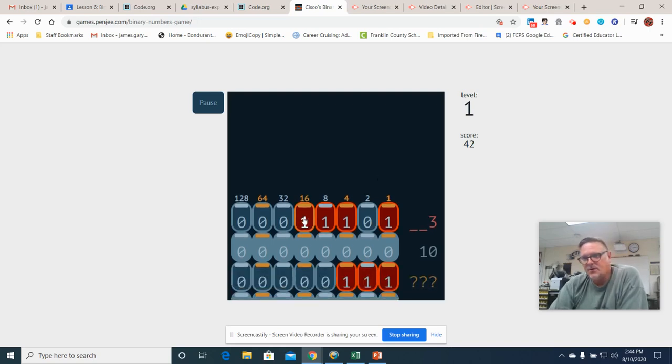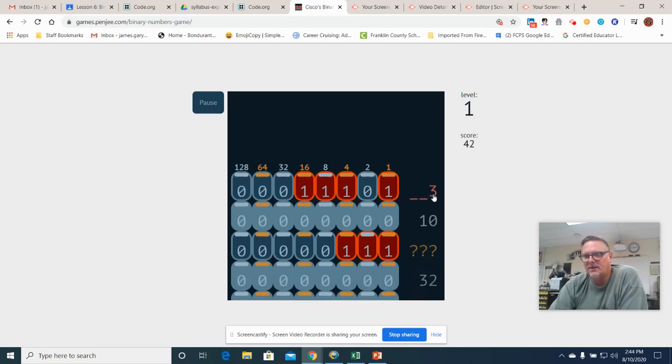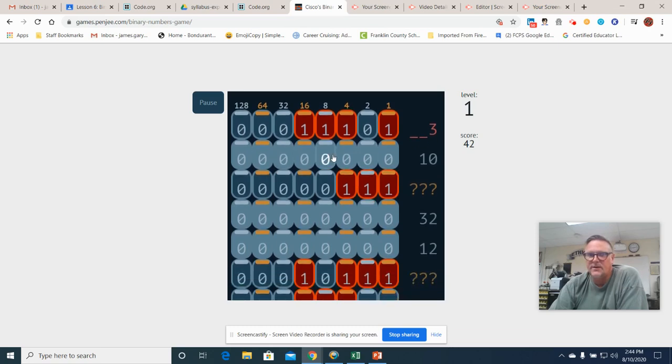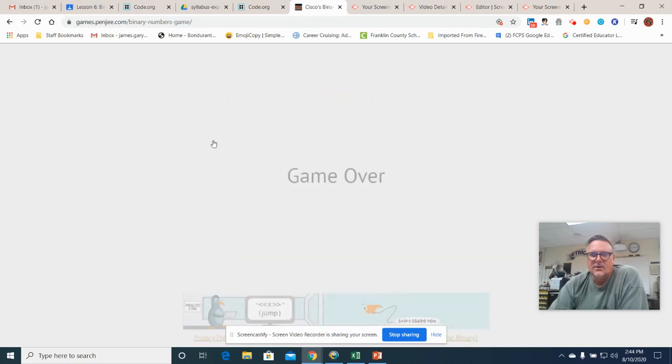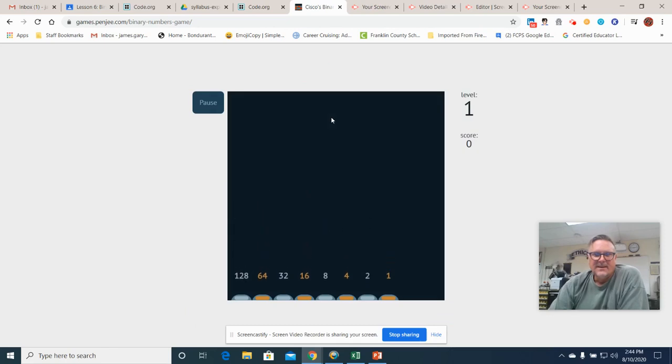One is it's going to show you ones and zeros and ask you to type in the number that it represents over here. The other type of question is it's going to give you a number here, and it wants you to actually turn on the numbers that are going to make it equal. So 8 and 2. Let me start it over. It got a little bit ahead of me there while I was talking. So let me start a fresh game here.